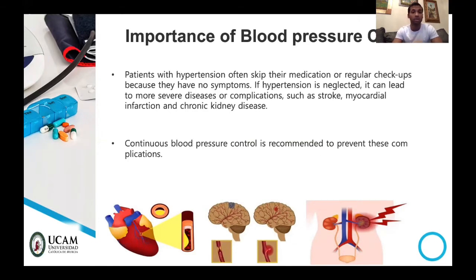Okay, so patients with hypertension often skip their medication and regular checkups, because we don't feel anything in our body, and then we tend to think that we are fine. But that's not it. Inside, all the problems are happening. That's when we start to neglect hypertension and think that we are fine. So it can lead to more severe diseases or complications such as stroke, myocardial infarction, and chronic kidney disease, as I told you earlier. Continuous blood pressure control is recommended to prevent these complications. I'll explain more about the numbers, how we know whether we are in control or not. So if we take care of ourselves, we would not have these complications.